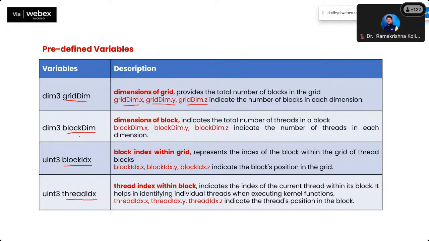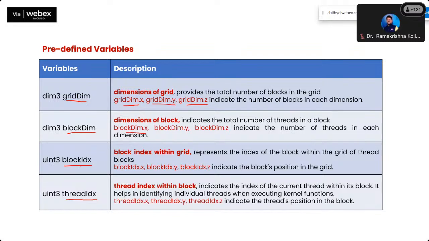Similarly, blockDim indicates the dimension of the blocks. The dimension of the block means the number of threads in a block, and the threads can also be arranged in three directions. So you can find out how many threads are in which direction by using blockDim.x, blockDim.y, and blockDim.z.